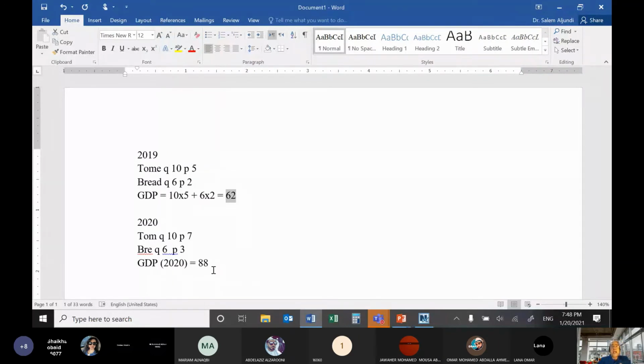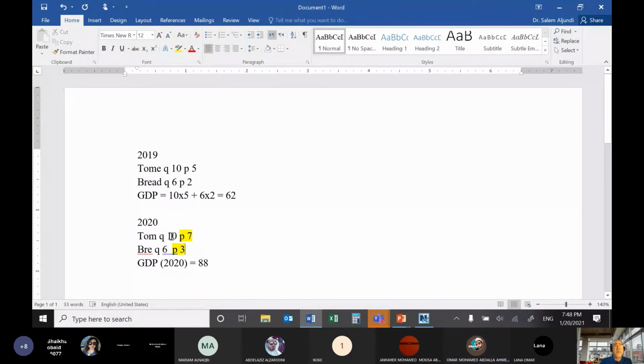So what I'm going to do, we need to calculate something called real GDP. How to calculate real GDP? I will freeze the prices. I will not allow the prices to change, on paper at least. So when I come to 2020, I will not use the prices of 2020.